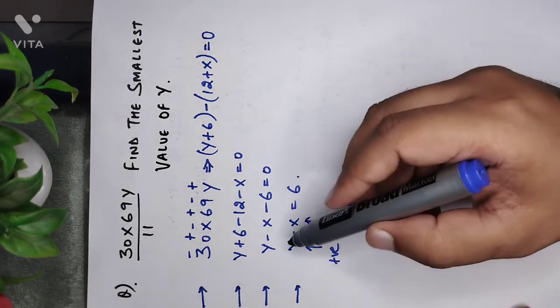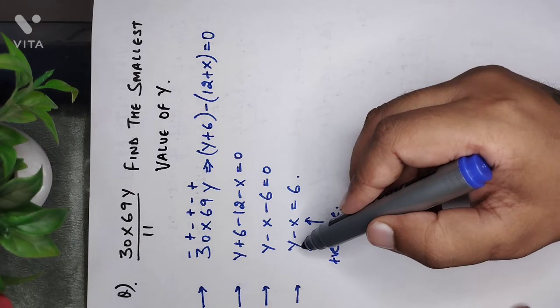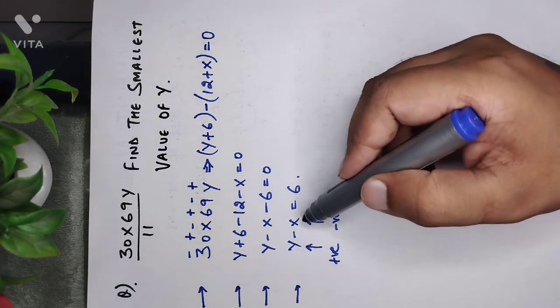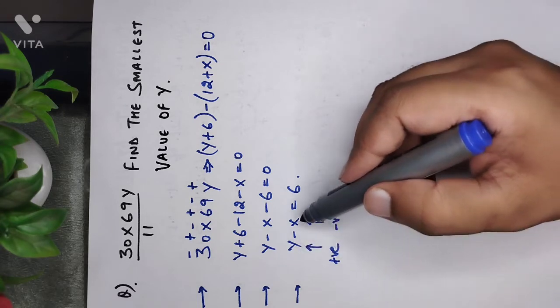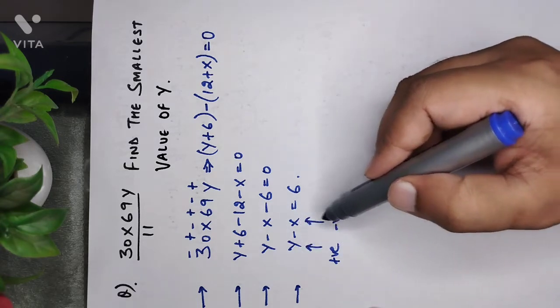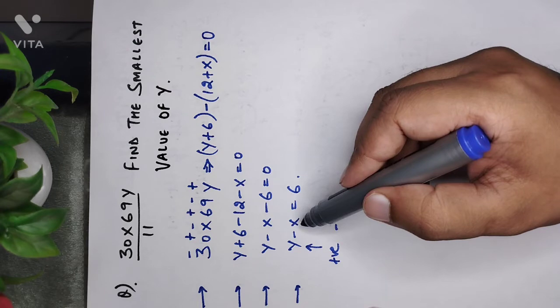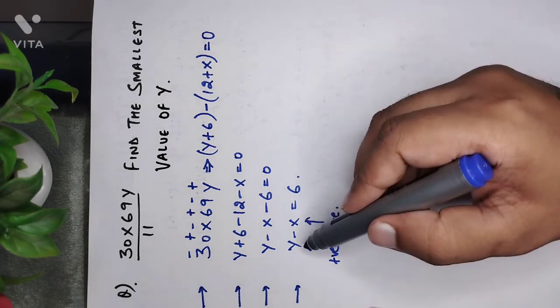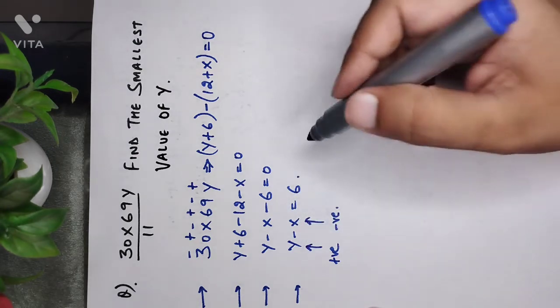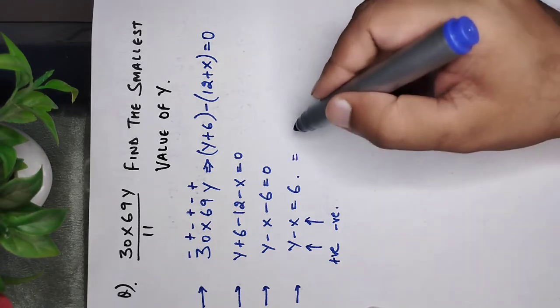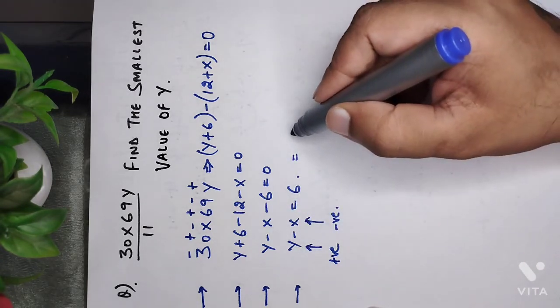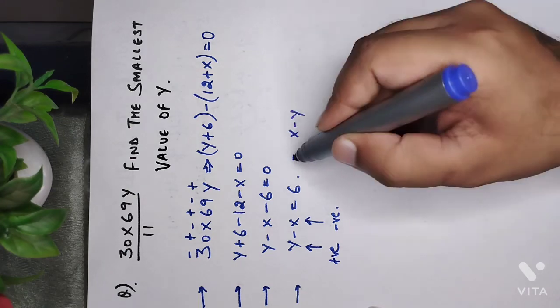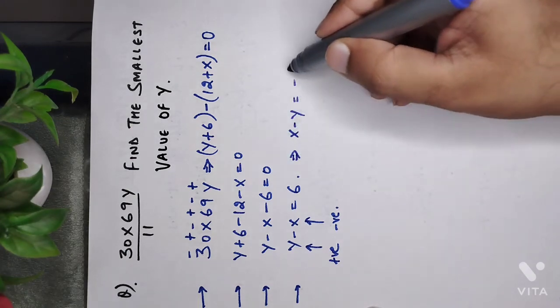Or if I have to find the smallest value of y, then it means I have to find the largest value of x. Y can only be smallest when x is largest, but x is already negative over here. So for making y smallest and x largest, I can take this y minus x on the right hand side, and we can further write it as x minus y is equal to minus 6.